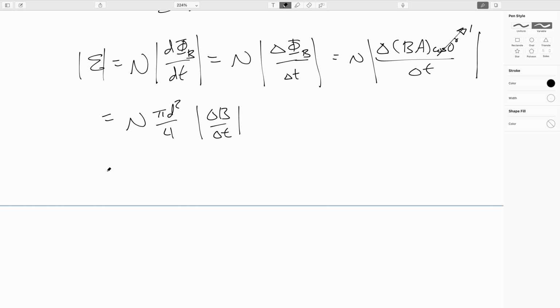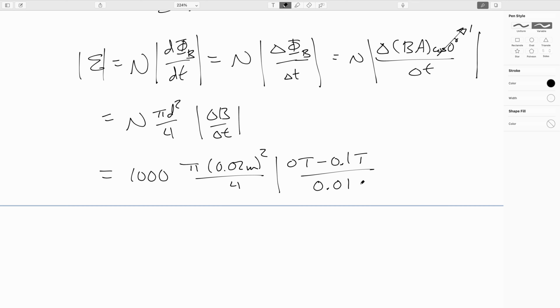So let's go ahead and put it in. We have 1,000 turns, pi, now we said 2 centimeters, so I'll have to put in 0.02 meters squared over 4. And my final magnetic field strength was 0 teslas. My initial was 0.1. And we said this was over 10 milliseconds, so 0.01 seconds. You'll actually get a flurry of cancellation here, and you just get pi, just because I was being extra like that. Now let's take a look at the units here.